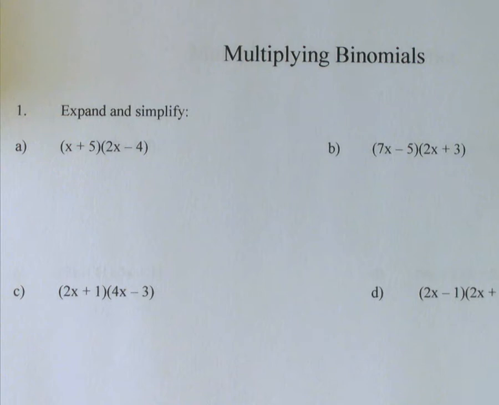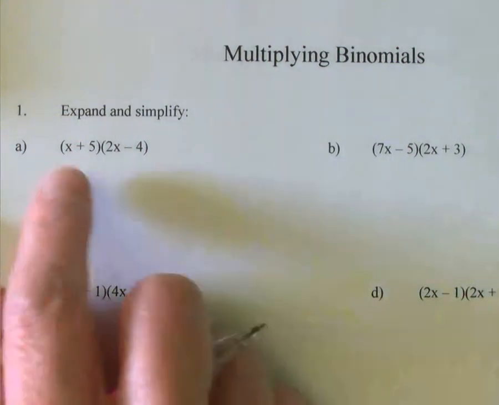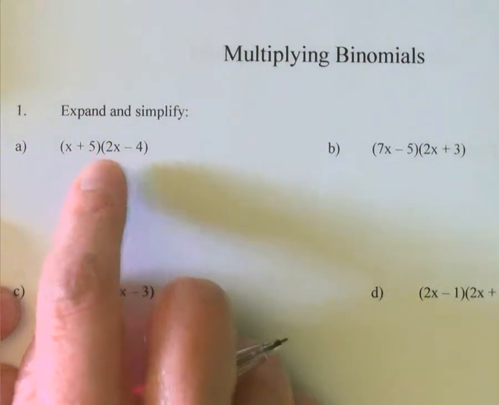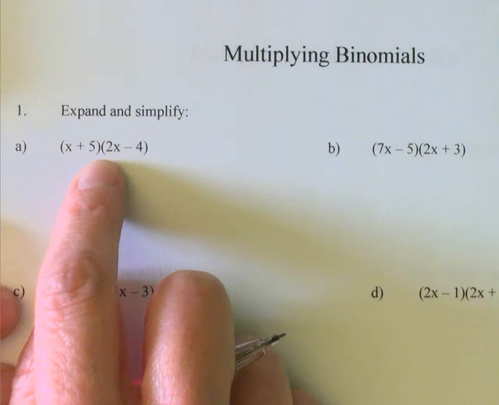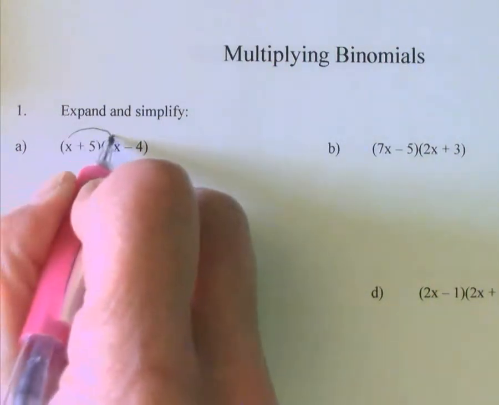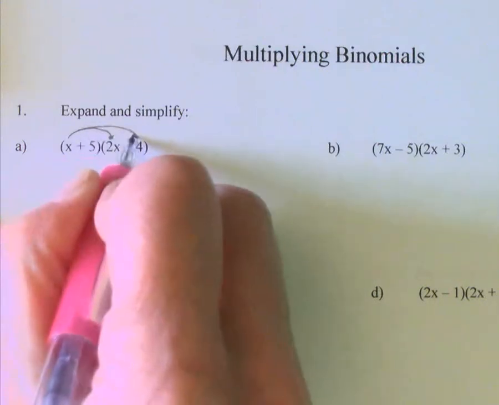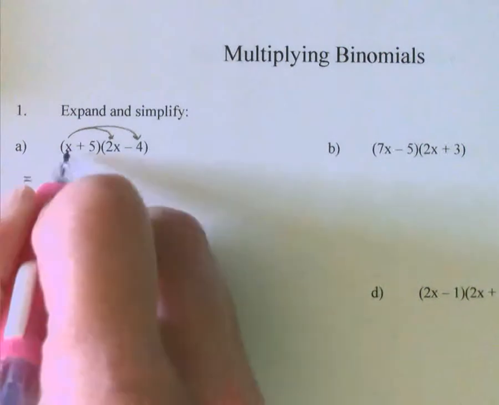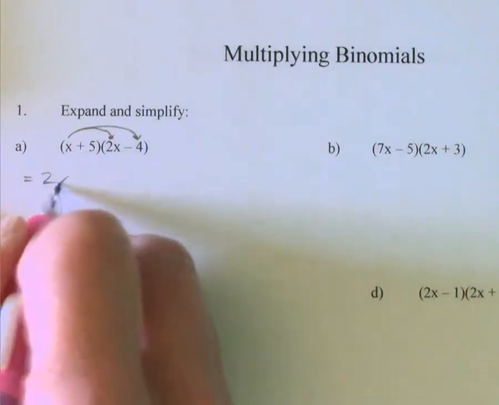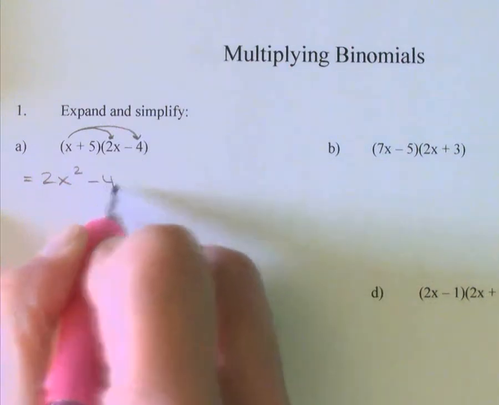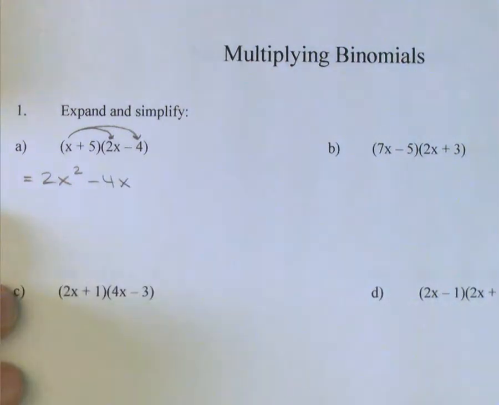Okay, we're going to look at multiplying binomials again today. So what I want to do is multiply everything in this bracket by everything in this bracket, because there's no plus or minus between the two of them. So I'm going to start with x, and it's going to multiply with 2x and with minus 4. So 1x times 2x gives me 2x squared, and x times minus 4 is minus 4x.